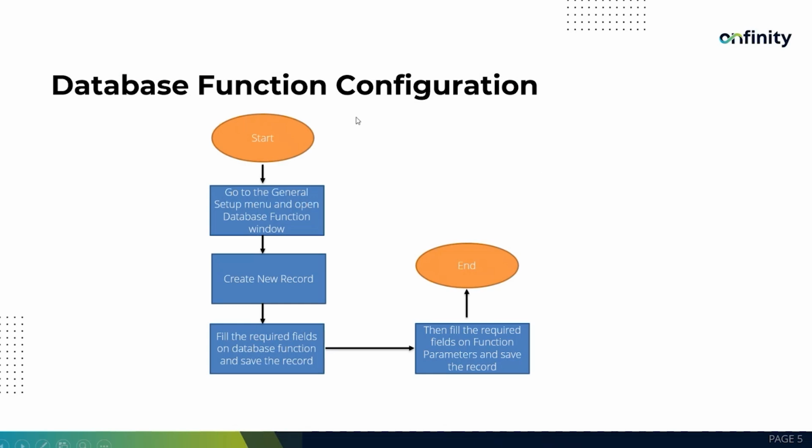The next step is the database function configuration. For this, you have to go to the General Setup menu, and under that, open the database function window. Then you will create a new record, fill the required fields on the database function, and save the record. Then, on the second tab, you have to fill the required fields on the function parameters and save the records, and the configuration of database functions is done.